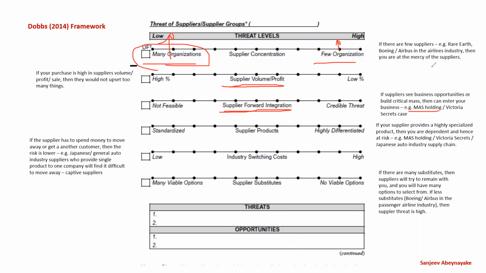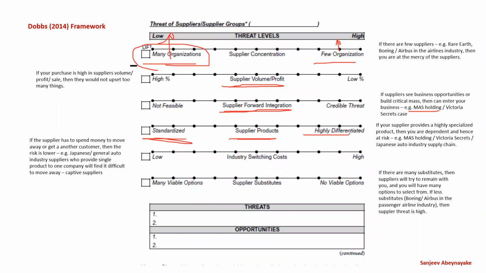Right? And then if the supplier's product is highly differentiated, then you are at a disadvantage. For example, if you're buying a standard product as an industry, then your supplier's power is very low because you can go to many players. But if it is highly differentiated, then it's a problem.